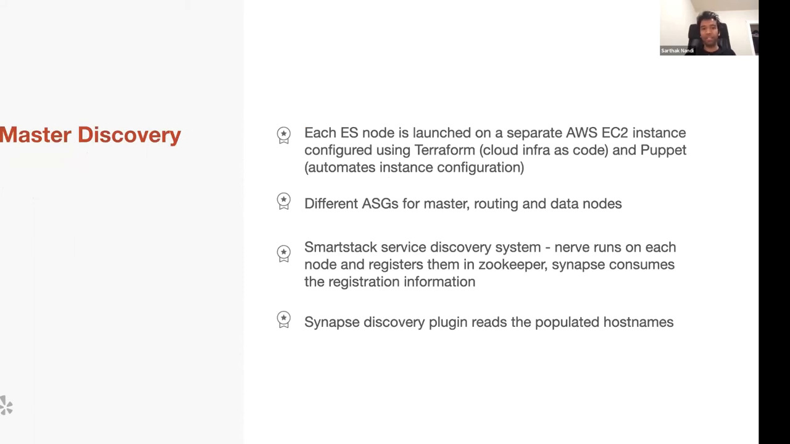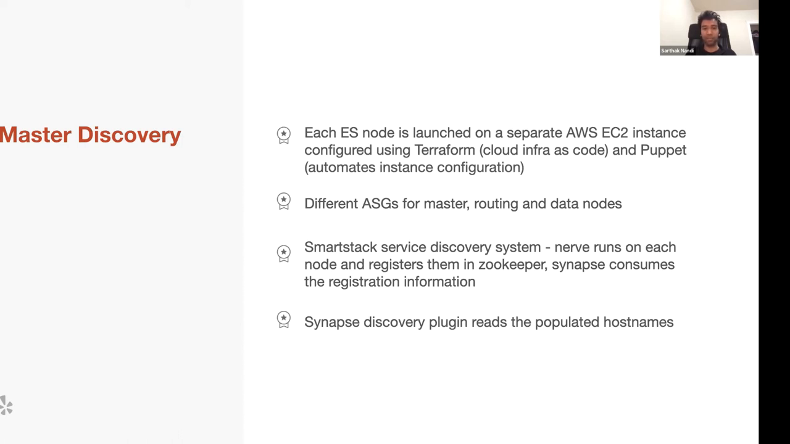At Yelp, we launch each Elasticsearch node on a separate AWS EC2 instance. The instance is configured using Terraform and Puppet. In case you're not familiar with these tools, Terraform lets you maintain your cloud infrastructure as code, and Puppet lets you automate the configuration of the instances. We specify our EC2 instances, autoscaling groups, AMIs, tags, et cetera, in Terraform, and we apply Terraform. After AWS brings up the instances, Puppet runs on those instances. It adds the Elasticsearch binary, installs the plugins, builds and adds the Elasticsearch configuration, and finally starts the Elasticsearch service.